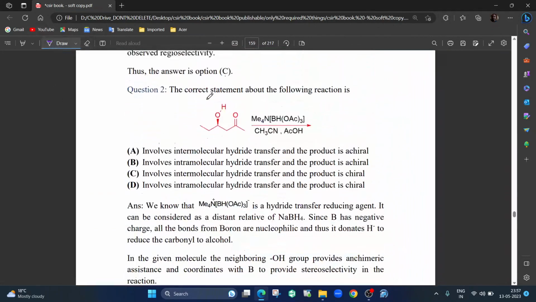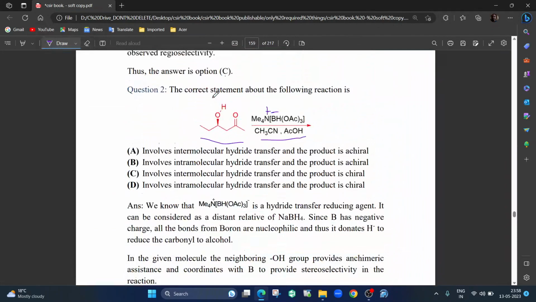Moving on to the next question. The next question says the correct statement about the following reaction is. So you are having this molecule where you have a ketonic group and a hydroxyl group, and you're reacting with Me4N plus, which is a kind of ammonium salt, a tetramethyl ammonium salt, and you have this part as BH(OAc)3 minus, and you are using this as solvent, CH3CN, a nitrile, and then AcOH, and AcOH of course is acetic acid, right?